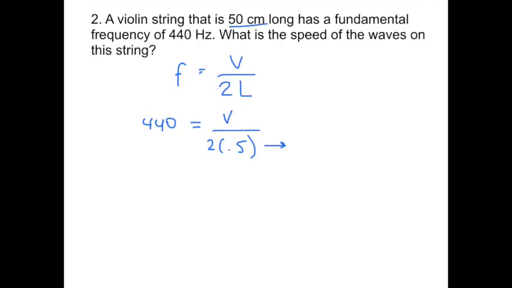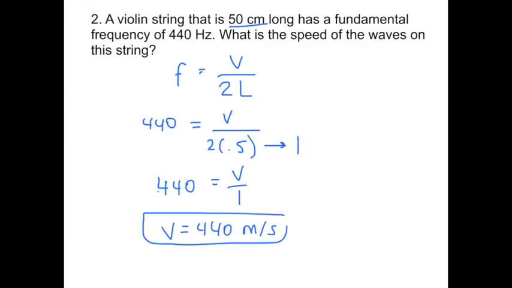Now 2 times 0.5 will just become 1. So if 440 equals v over 1, then v equals 440 meters per second. That's the speed of the waves on the string.